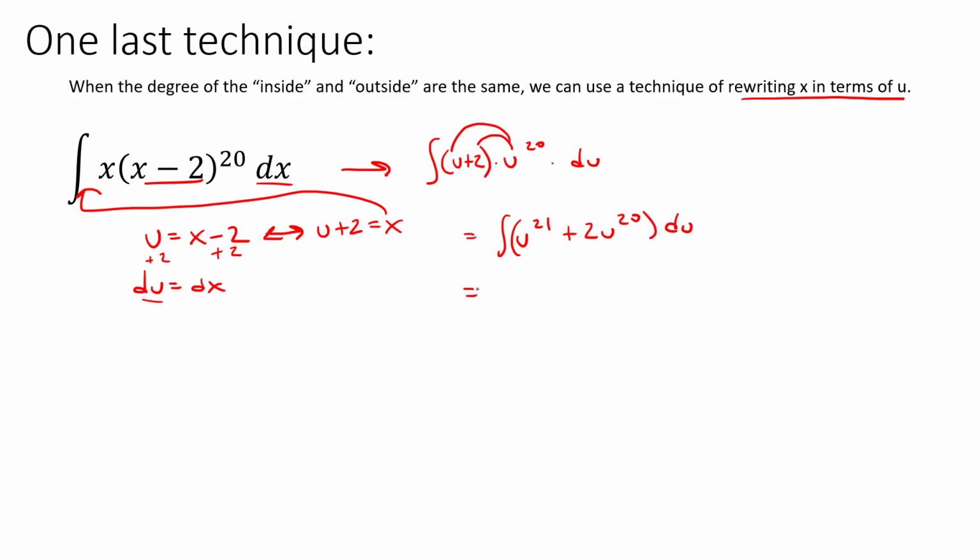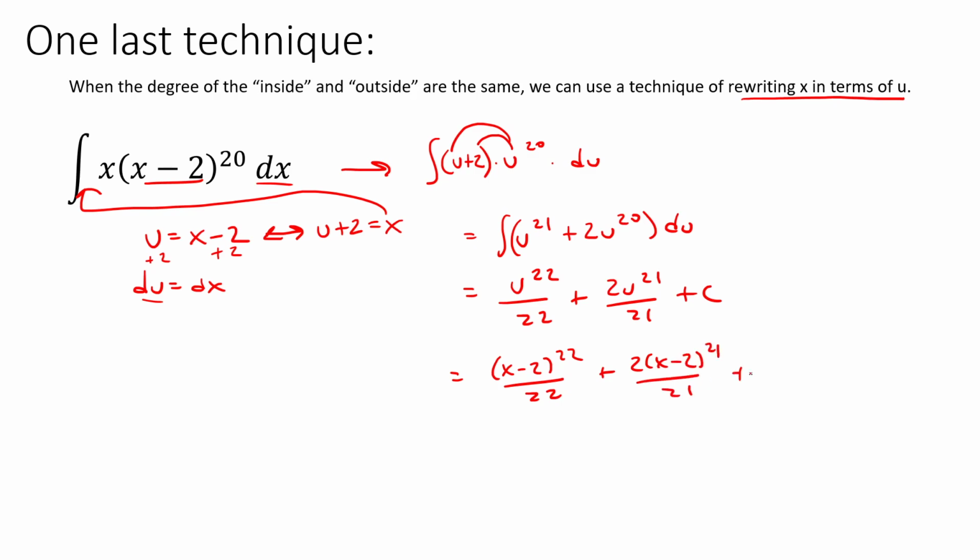Now I'll take the integral. That's not too bad. Use the power rule. 2u to the 21 over 21. Now you need a plus c, right? This is an indefinite integral, so we still need that. And then, of course, you put your x back in at the end. And you win. Never said it was going to be easy.